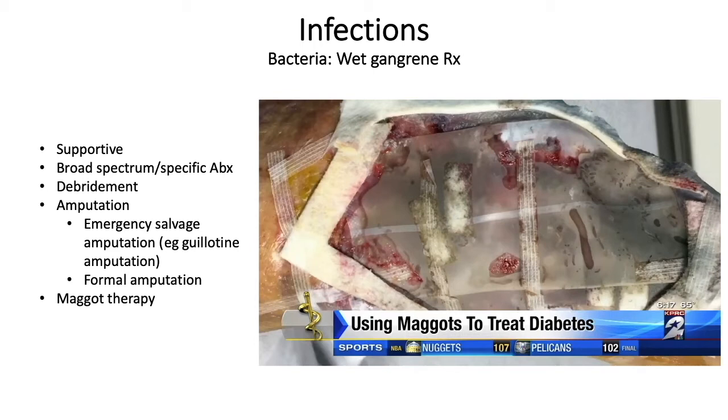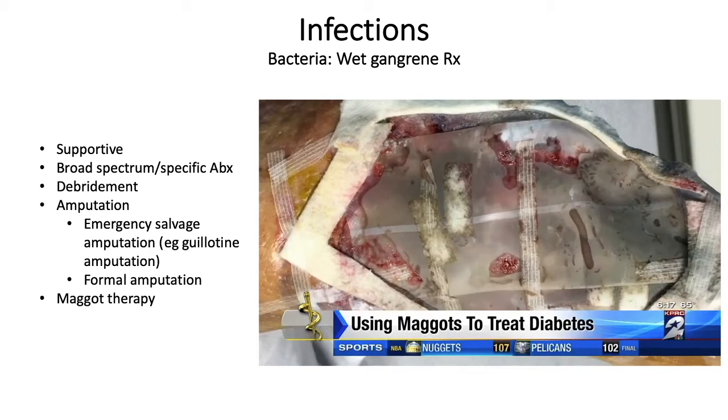Broad spectrum or specific antibiotics if cultures have returned. Debridement, so cleaning away all the necrotic and dead tissue. Ultimately, amputation might be required, and this might need to be done as an emergency. So, for example, a guillotine amputation, where the amputation is done in seconds, or a formal amputation.